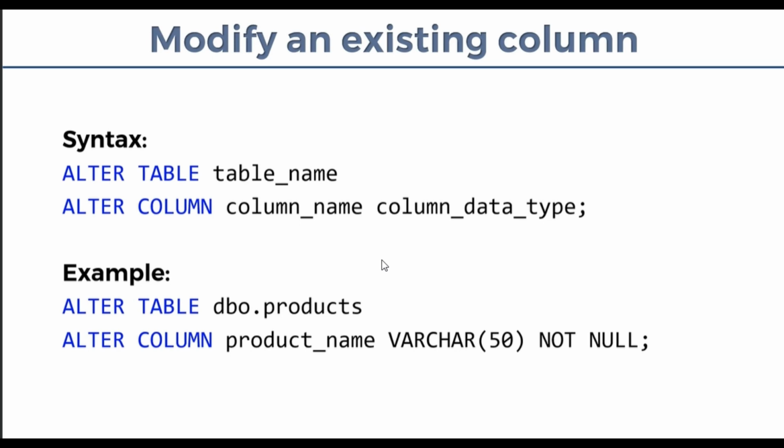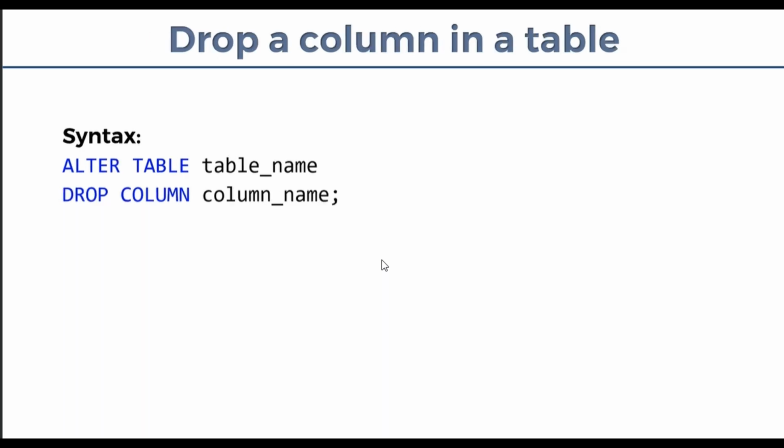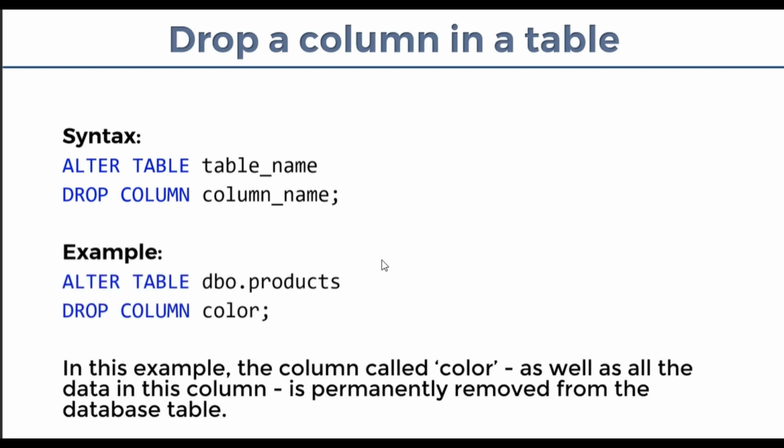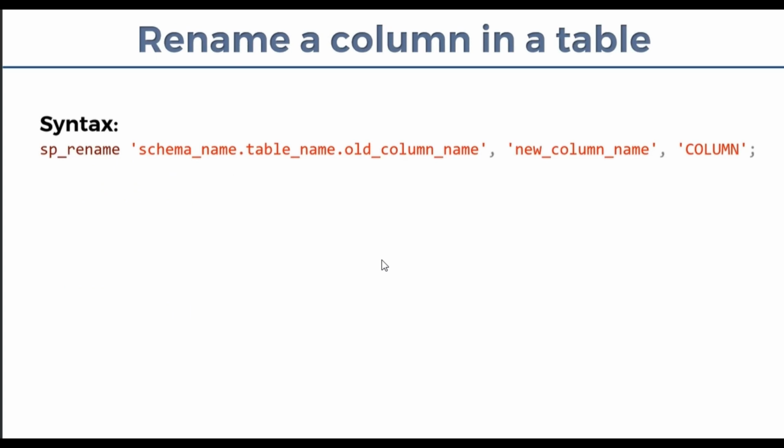Let's take a look at how we can use an alter table statement to drop a column. The syntax is alter table, table name, drop column, column name. Which column you want to drop, you have to mention. For example, alter table dbo.products drop column color. In this example, the column called color, as well as all the data in this column, is permanently removed from the database.